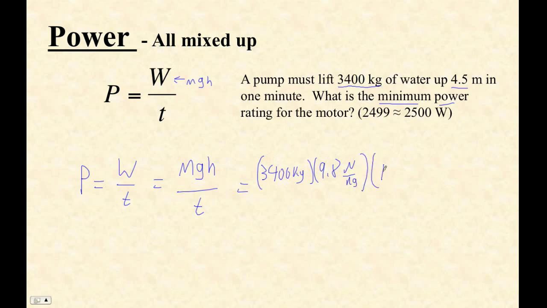And then the height is 4.5 meters. All right, so 3,400 times 9.8 times 4.5. What is that? 149,000. Oh, we forgot to divide by t. So divided by 1 minute, that's 60 seconds. So I'm going to divide by 60, and I get that the power is 2499 watts.